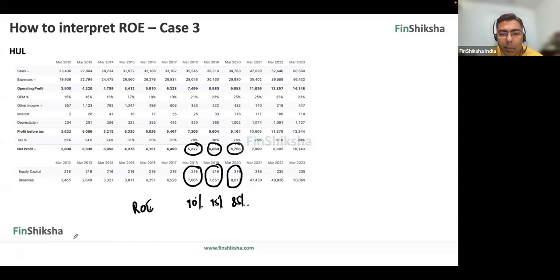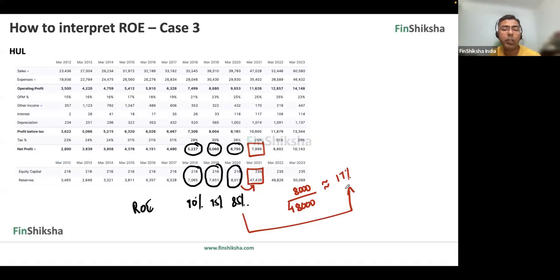What really happens is that the reserves jump up. And as the reserves jump up, your equity value changes to something like 48,000 crore in the denominator, and the numerator changes to 8,000 crore. Now this number is approximately going to be about 17% or something. So your ROE has gone from 85 to 17. The latest number that you see would be 10,000 by 50,000. So that's going to be approximately about 20% ROE. So this is a company whose ROE was 80% here and has become 20% here.